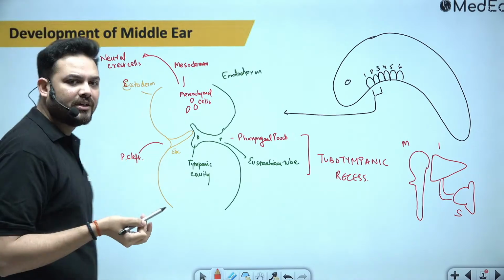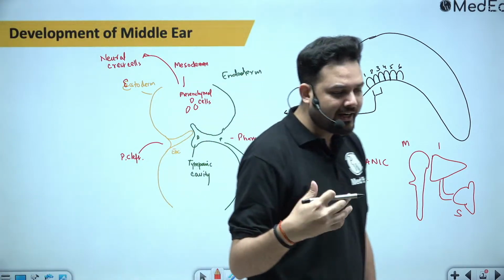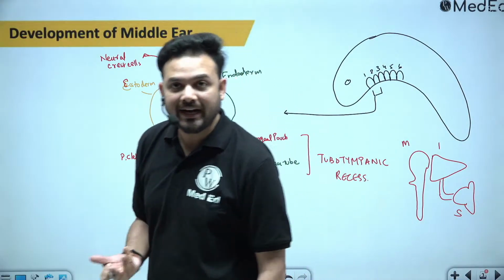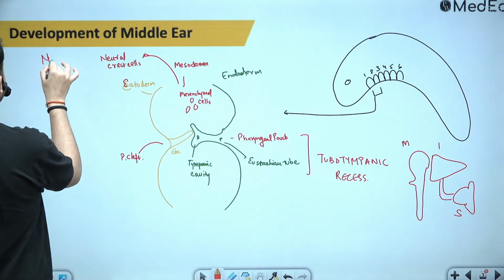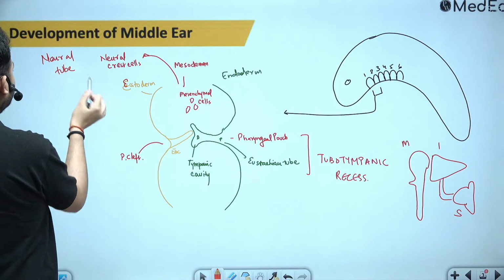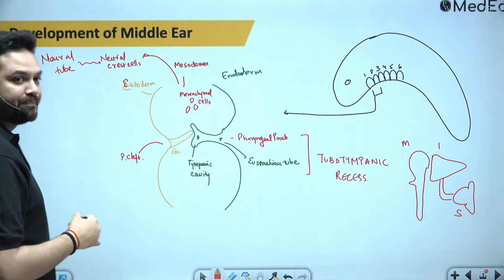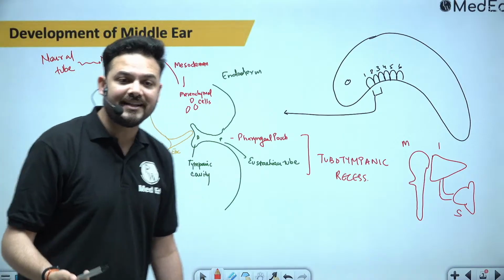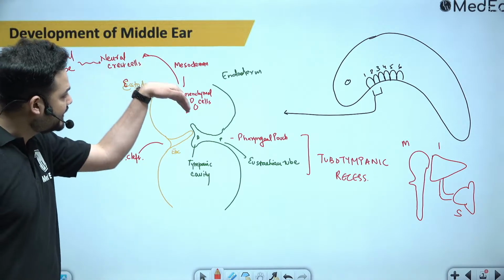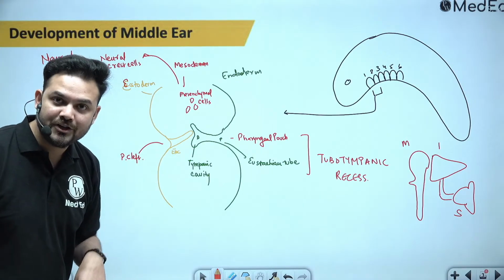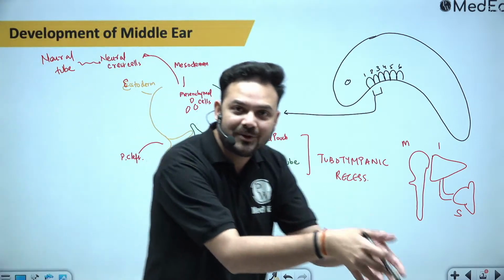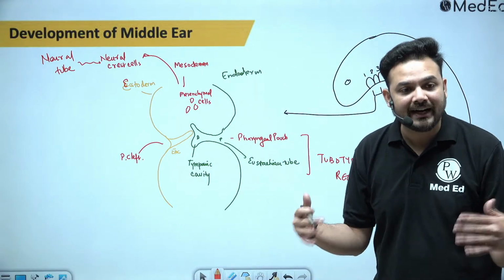So what are these neural crest cells? Whenever our embryo is developing, there is something called the neural tube that develops. From the neural tube, some of the cells migrate out, and these migrated cells are called neural crest cells. They migrate into the first and second arch. We call them mesenchymal cells because now they have entered the mesoderm of the arch.